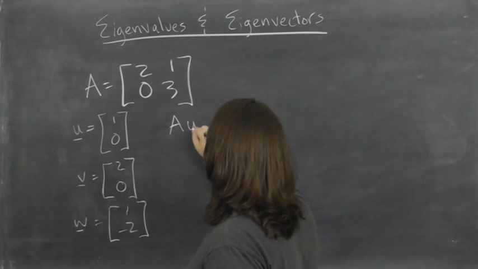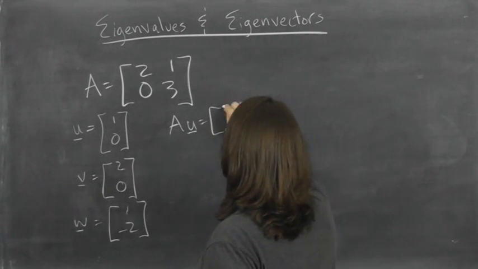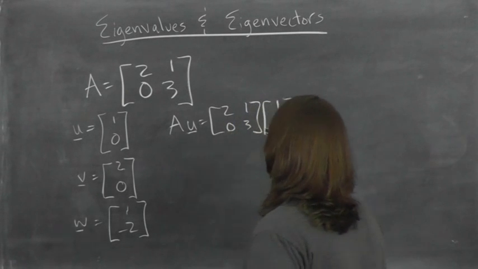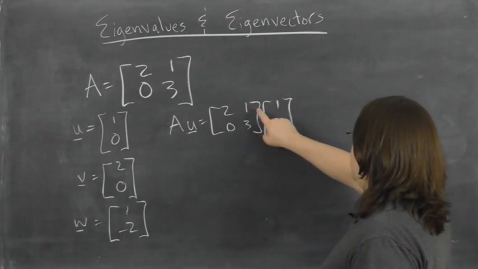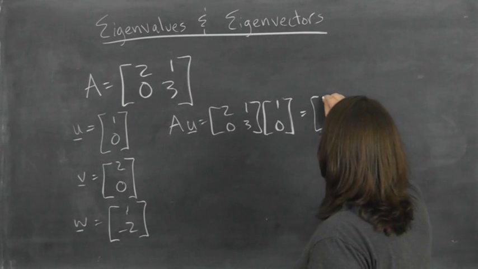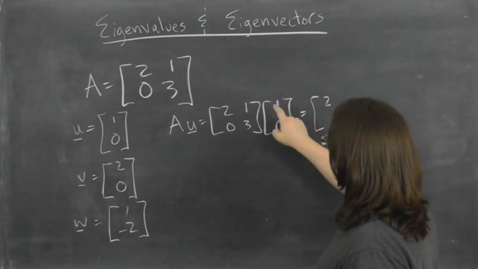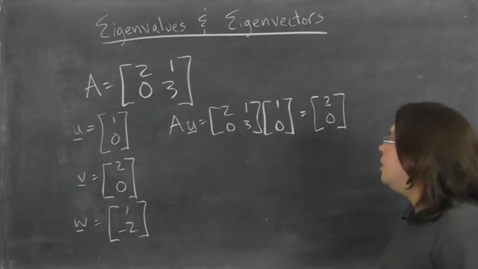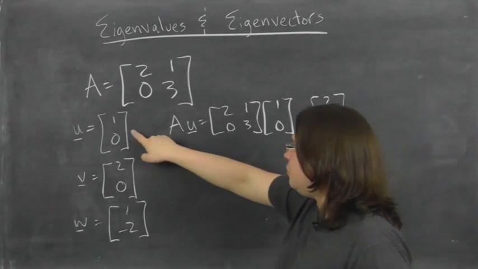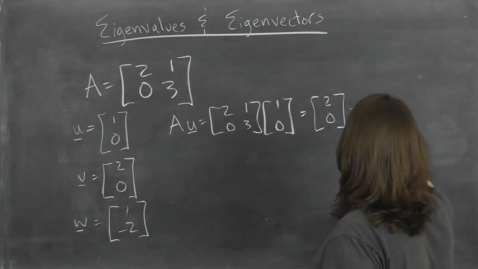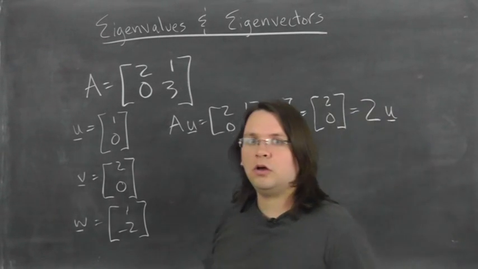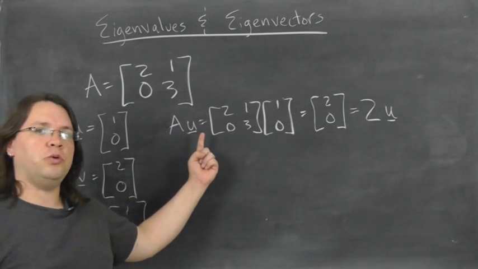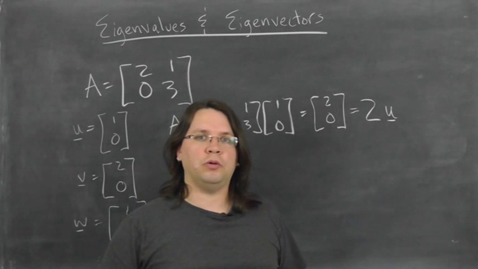So A times U, this is 2, 1, 0, 3 times 1, 0. So 2 times 1 plus 1 times 0 is 2. 0 times 1 plus 3 times 0 is 0. And what we see is we get the vector 2, 0. And that's definitely twice what we started with. So this is equal to 2u. So what we have here is an example of an eigenvector u with eigenvalue 2.